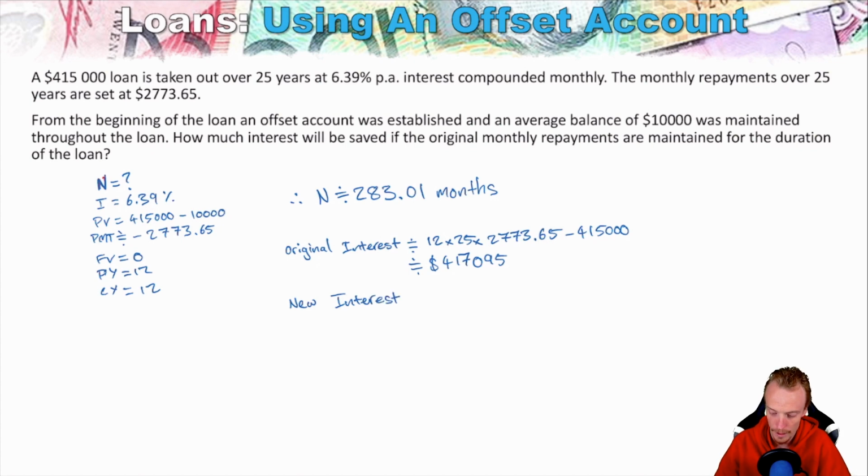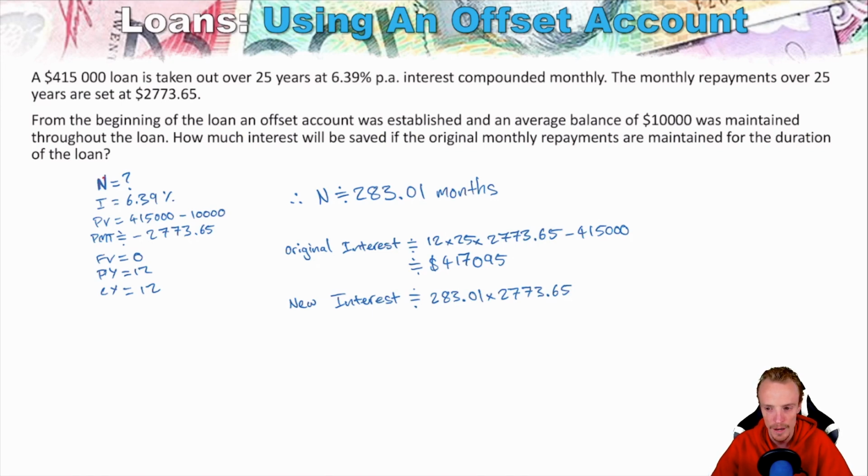Now, when we look at the new interest, this is where we want to break this down. So we've got to remember back from quite a few videos ago now that this first part here was the total that you need to pay back the bank throughout the loan. And then we need to subtract away our original loan amount. So if we start breaking down how much we have to pay back the bank, the first thing we've got to pay them back for is the 283.01 months worth of repayments. And those repayments were $2,773.65.